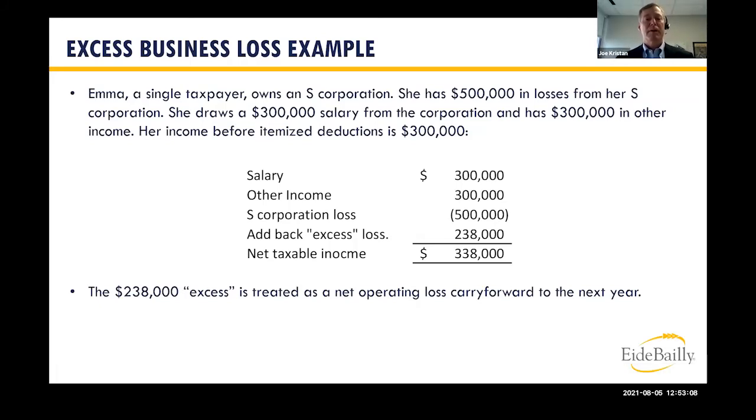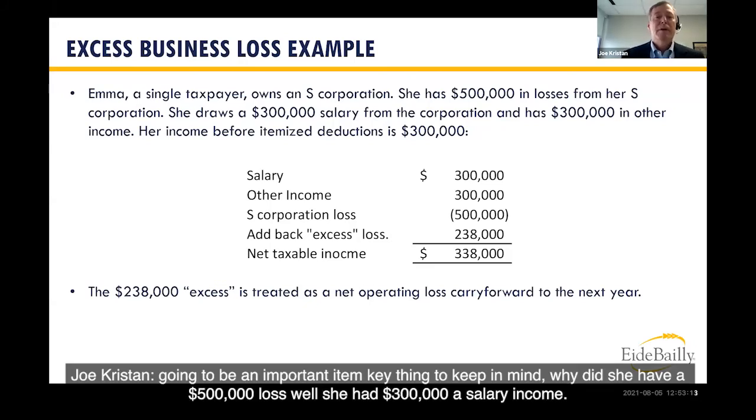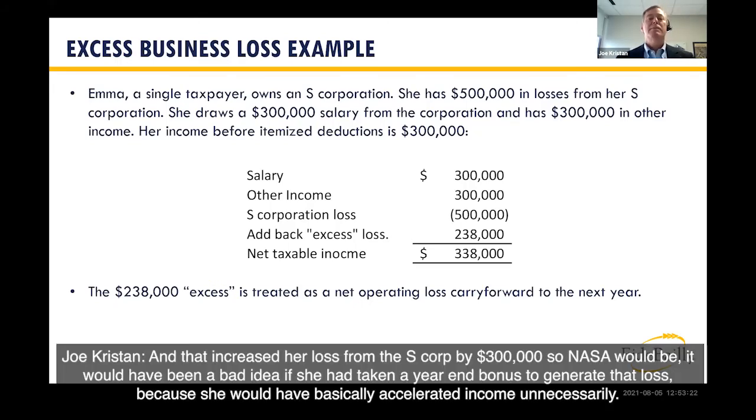So it's going to be an important item. Key thing to keep in mind, why did she have a $500,000 loss? Well, she had $300,000 of salary income, and that increased her loss from the S corporation by $300,000. So it would have been a bad idea if she had taken a year-end bonus to generate that loss, because she would have basically accelerated income unnecessarily.